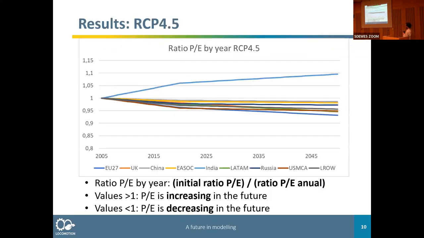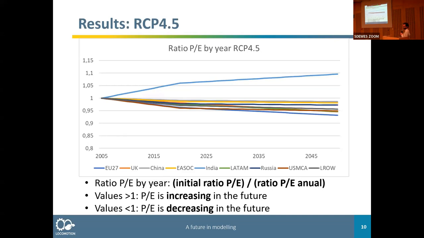Now I will show our results. In this case, for the RCP 4.5, again, this is computed with the precipitation and evapotranspiration ratio. We're using the linear regressions with the temperature of the model, the endogenous temperature. So this is the ratio of precipitation and evapotranspiration by year. So how do you compute this? We use the initial ratio of precipitation and evapotranspiration, in this case in 2005, and we divide it by the ratio of precipitation and evapotranspiration annually for the future.